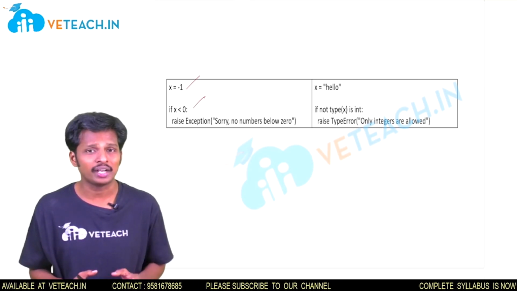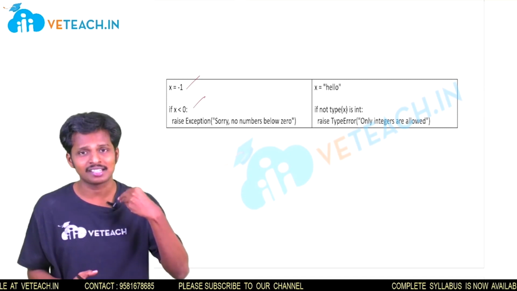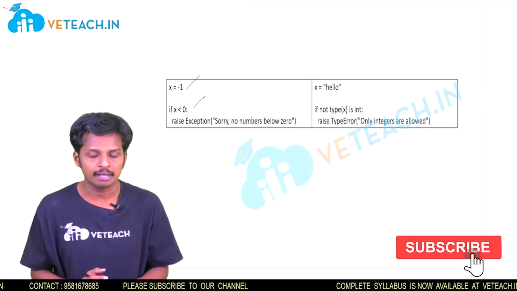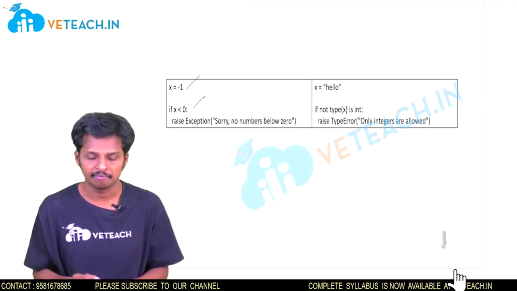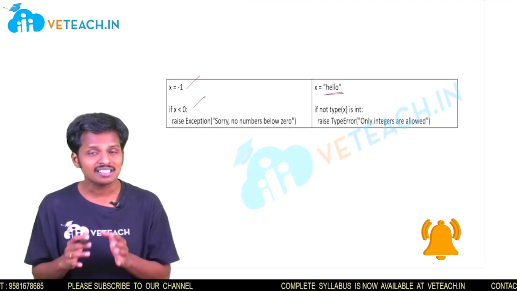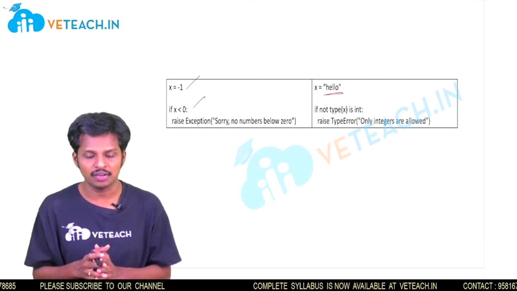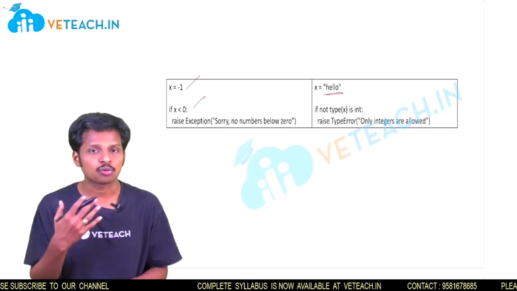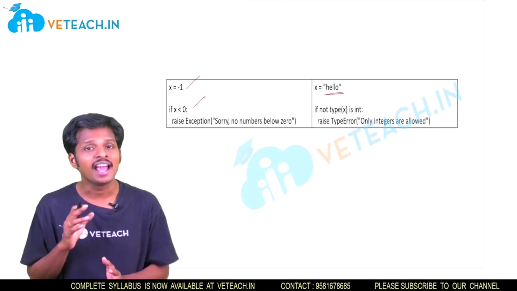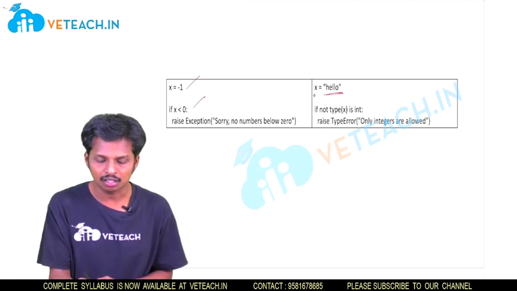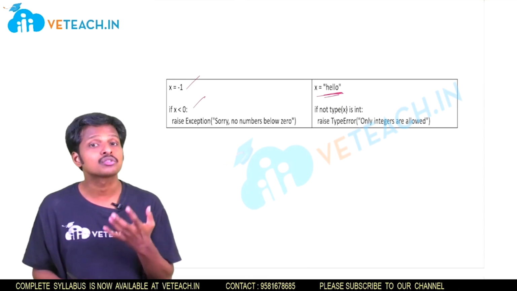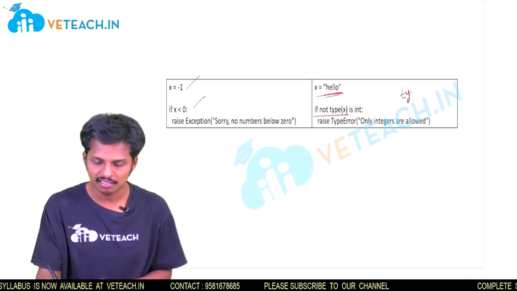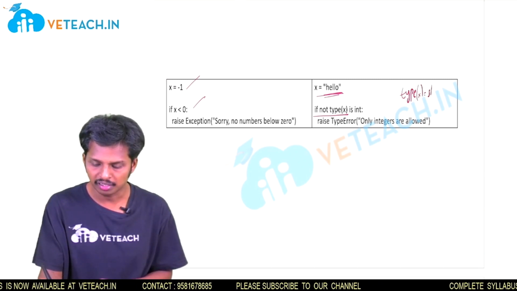Since we have not written any try and except blocks here, the default exception handler is going to handle this exception, and the message "Sorry, no numbers below 0" is going to be printed. Next, x is equal to "hello". This is the case to check whether the x value that was initialized is an integer or not. If it is not an integer, it has to raise an exception saying that only integers are allowed. Here I have deliberately written x is equal to hello, so x is of type string. Now, if not type of x is int, what is the type of x? Type of x is str.